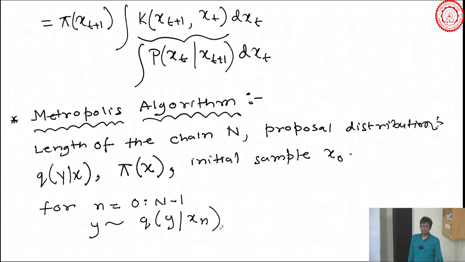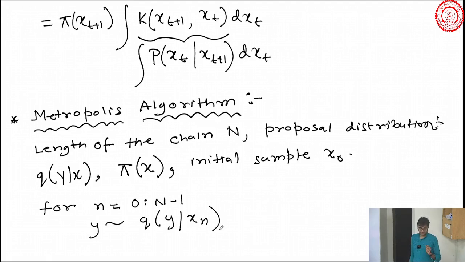You will sample a y from the proposal distribution. This is a proposal, not the kernel. Remember, I'm repeating again and again. This is a very common confusion. People confuse that proposal is my kernel. Proposal is not your kernel. Okay, you sample this thing.